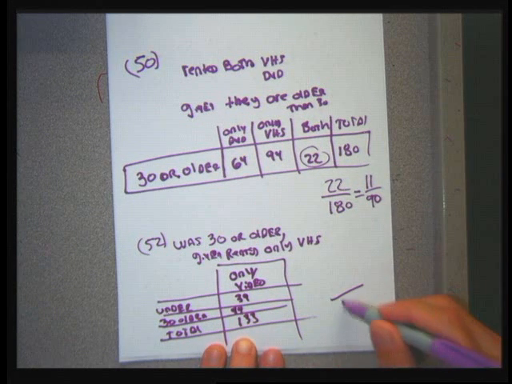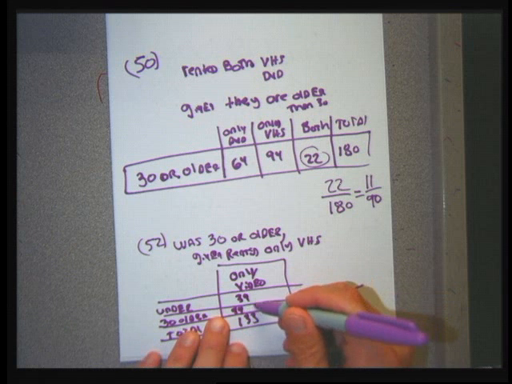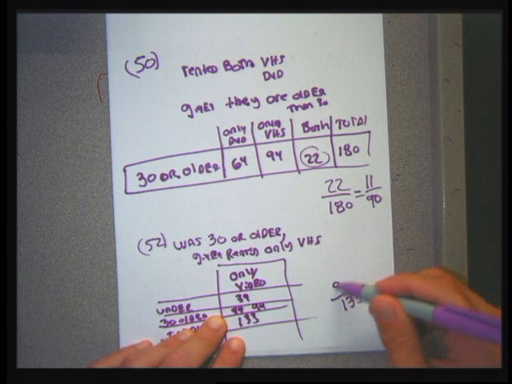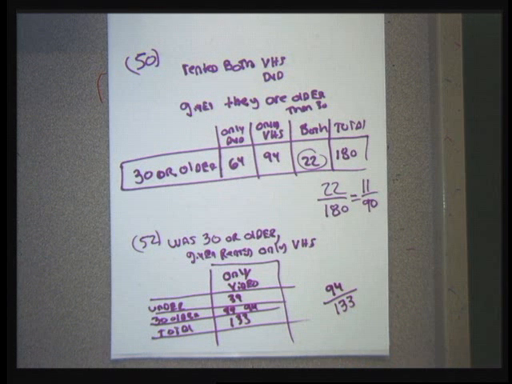The denominator is going to be the total number of people that only rented VHSs, which is 133. The numerator is going to be, I can't read, it's supposed to be 94, the 94 in that column that were 30 or older. And I'm not sure that that fraction reduces. It could reduce, but I don't have a calculator with me, so I don't think it reduces. But maybe it reduces by 11. No, I just don't think it reduces. So 94 over 133 is probably a good answer for that.